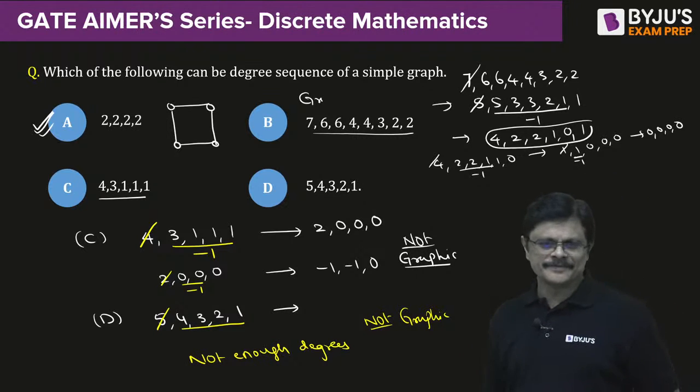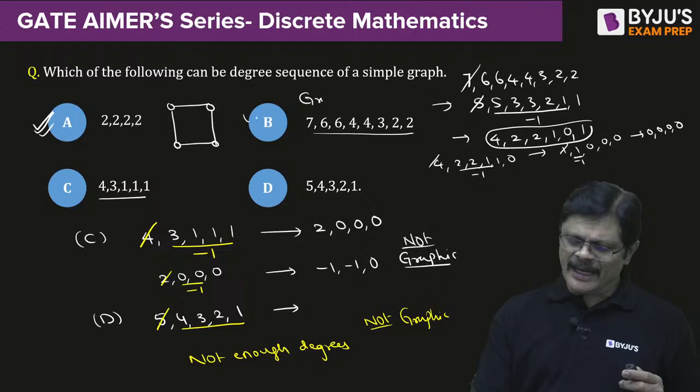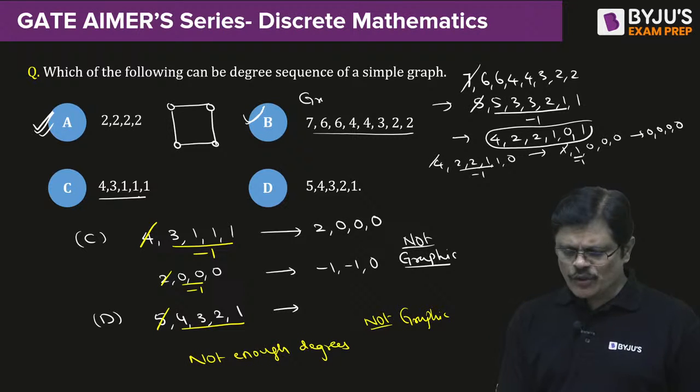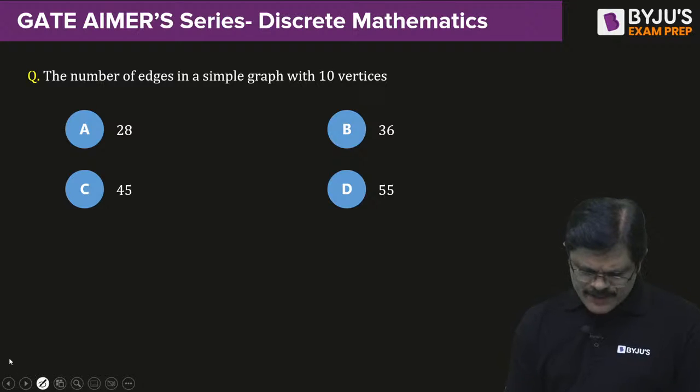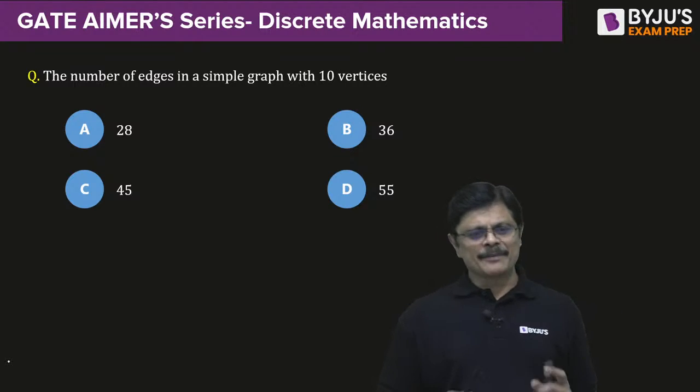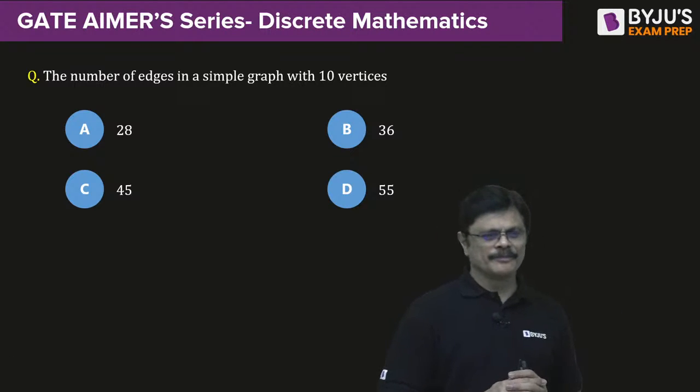Hope you understand? Like that. So here A and B are graphic. These two are not graphic. Solve this problem, simple problems. So I am giving some simple, some interesting questions also.